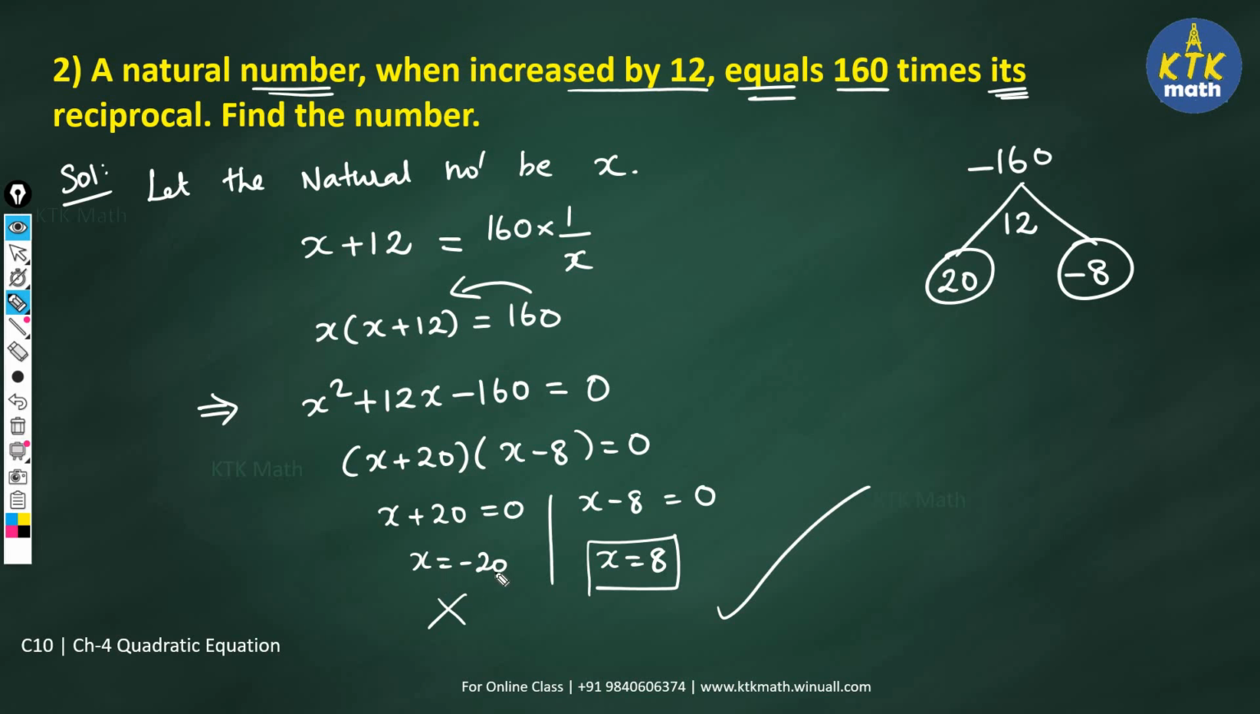Okay, you need to give a reason why you are neglecting the negative 20. So you need to mention x equal to negative 20 is not possible because x is a natural number. Therefore x is equal to 8. You can write just one or two lines of reason, and then you can pick your answer as x equal to 8.